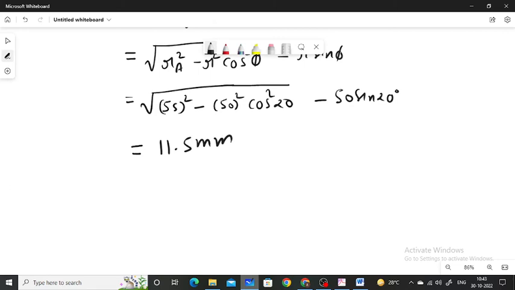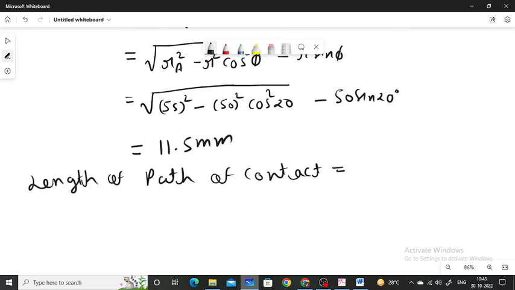So length of path of contact will be equal to the length of path of approach plus length of path of recess. So length of path of contact will be 24.15 mm. Okay.